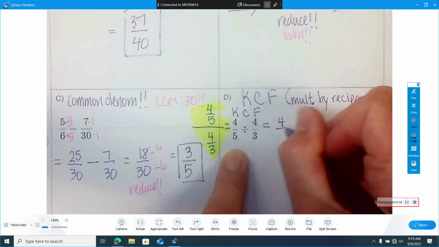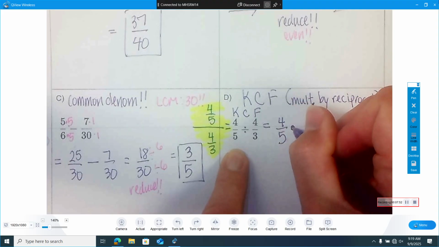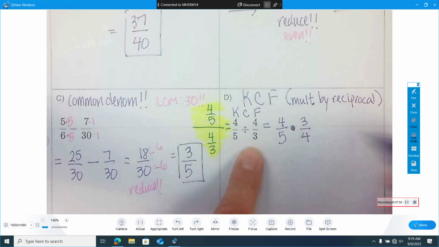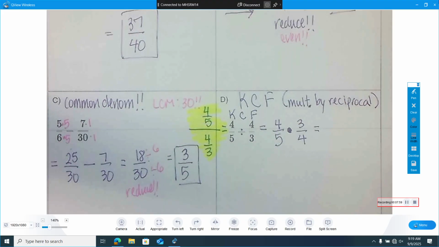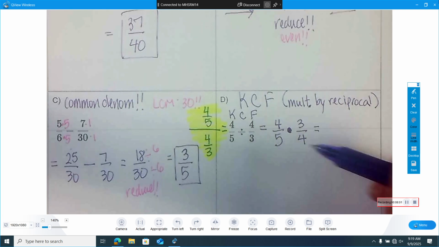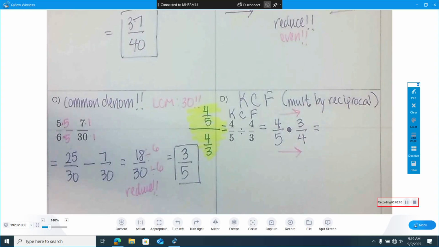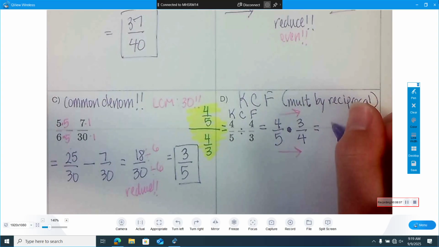So we have 4/5 times what? 3/4. Very good. All right. So we have 4/5 times 3/4. Now, how do we multiply fractions? Straight across. Very easy. What do you get when you go straight across? 12 over 20. Very good.